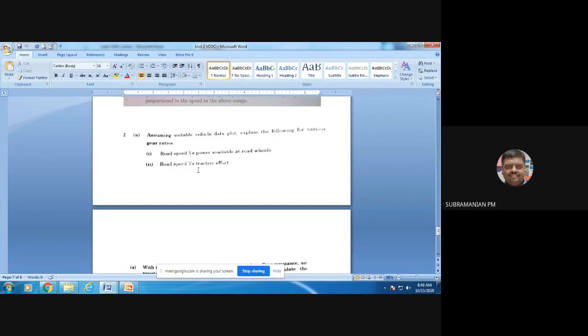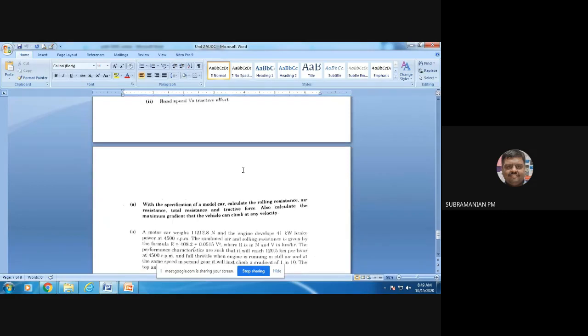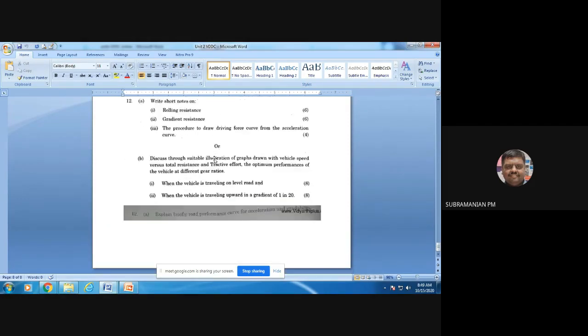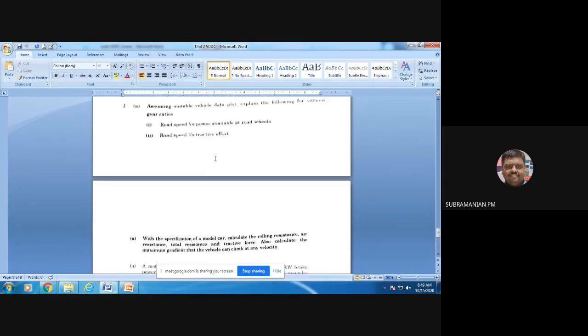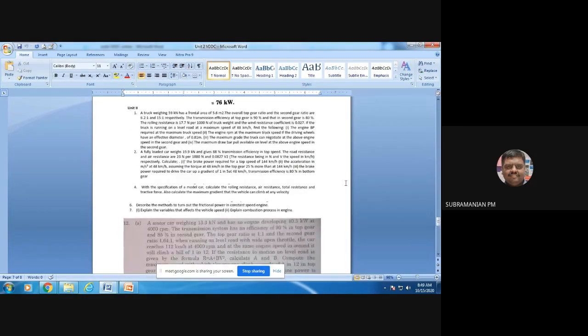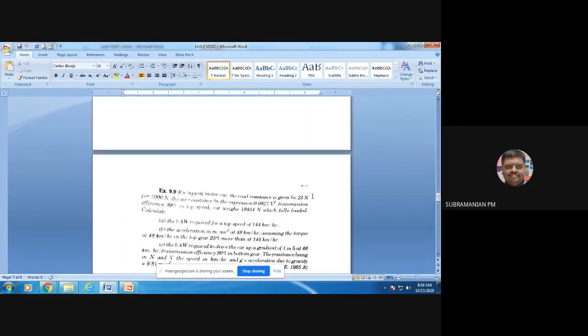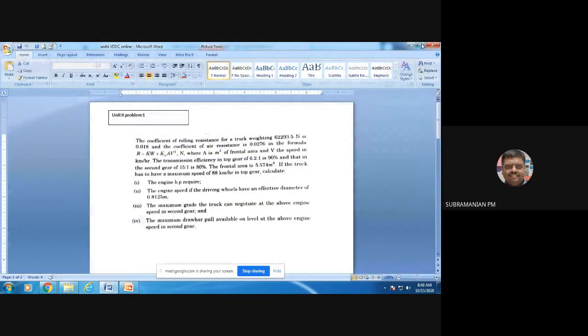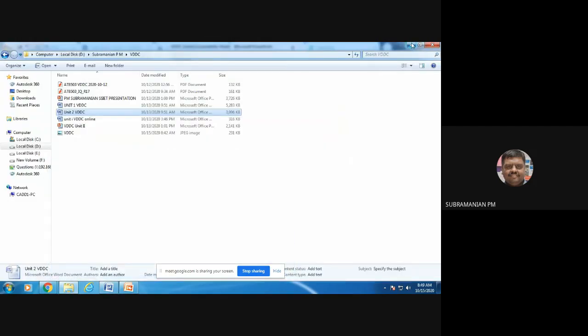And they have asked a performance curve theory question. So a resistance theory question they asked. So these are the theory questions they have asked, okay? So whatever questions I'm giving now in unit 1 and unit 2, you prepare answers for that, that will be sufficient. So before seeing the problem, we will see the theory.